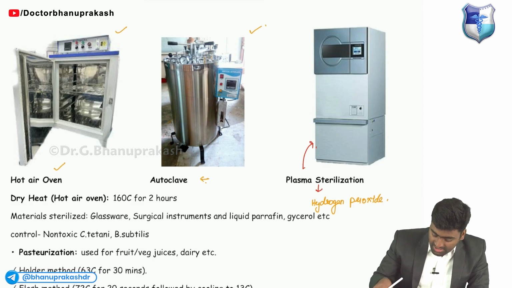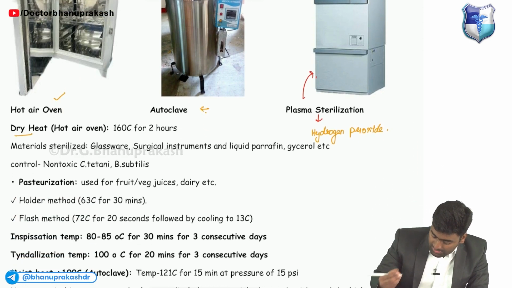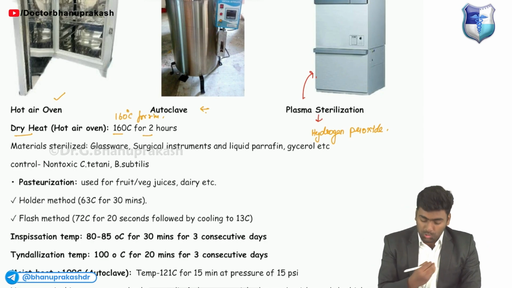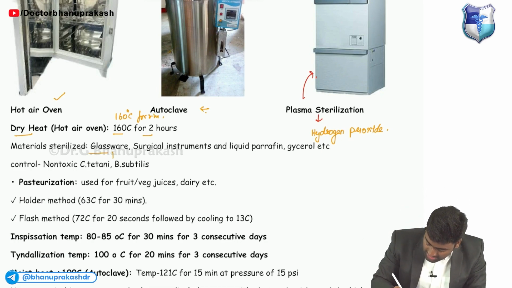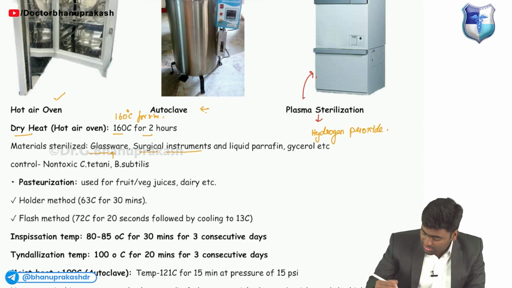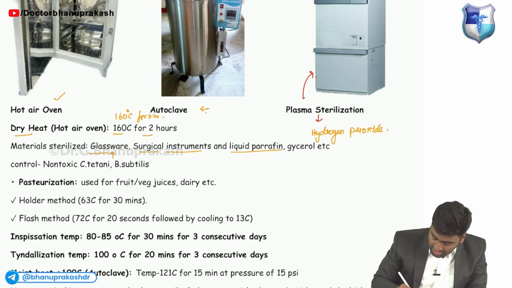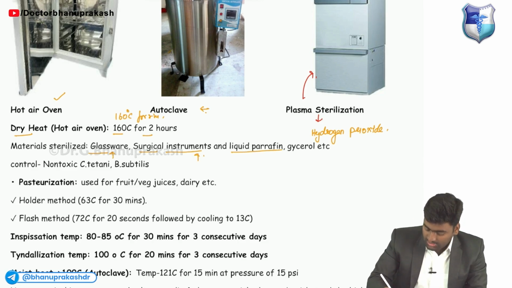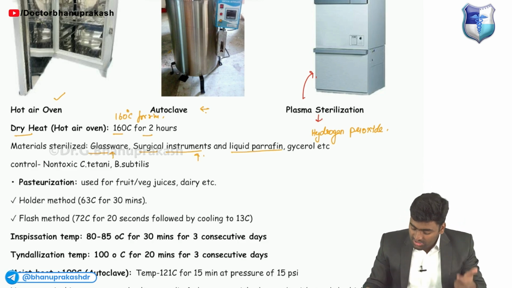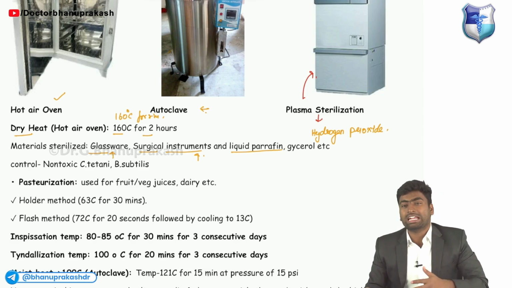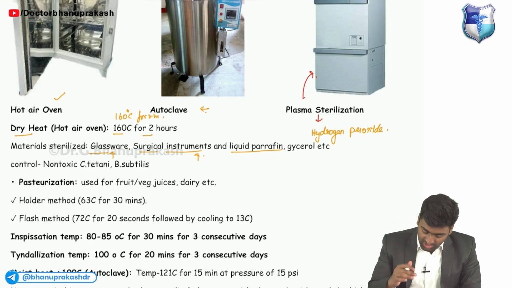So dry heat sterilization, also known as the hot air oven, is mostly done at 160 degrees Celsius for 2 hours. And what are the materials we will use? Usually our glasswares like petri dishes, our usual surgical instruments, liquid paraffin and others. All of these glasswares, surgical instruments and liquid paraffin will be sterilized by the hot air oven.